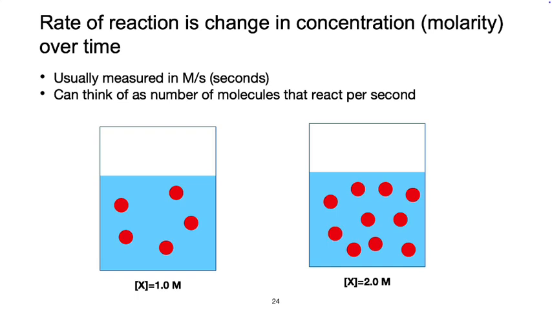The one on the right. Why? Because it has higher concentration. There's more particles there. More particles means more likely to have collisions. More collisions means we're more likely to form those products that come out of them.